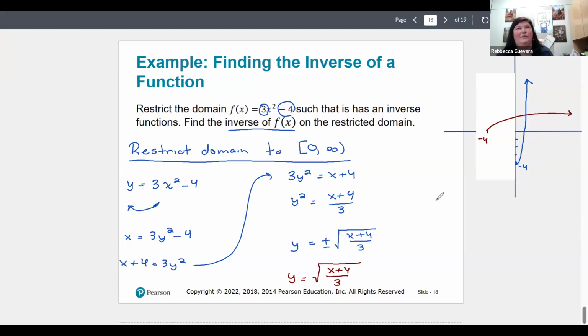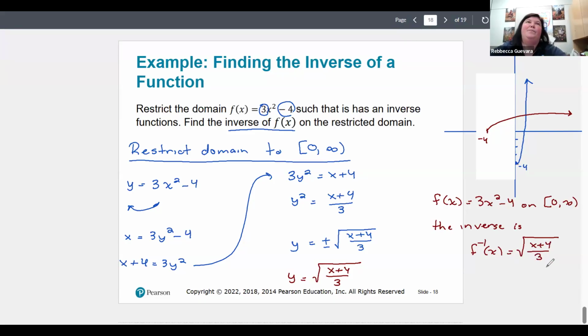So if we have f(x) is 3x squared minus 4 on the domain of 0 to infinity, the inverse is going to be the square root of (x plus 4) over 3. So if we have something that doesn't give us a function as an inverse, we can do some things like restrict the domain to figure out what that inverse would look like.